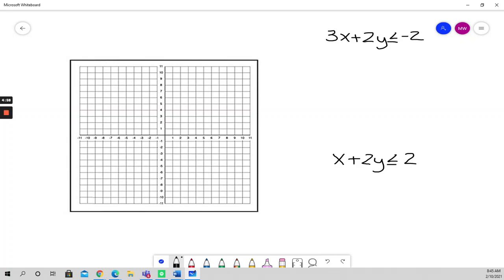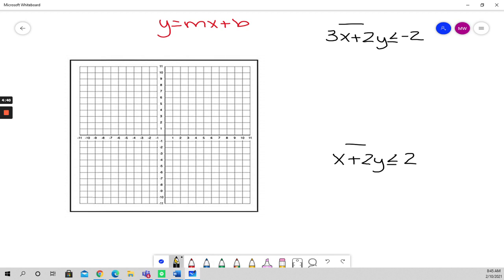3x plus 2y is less than or equal to negative 2, and x plus 2y is less than or equal to 2. So I need to rewrite both of these in y equals mx plus b. I know they're both going to be solid lines because they both say less than or equal to.